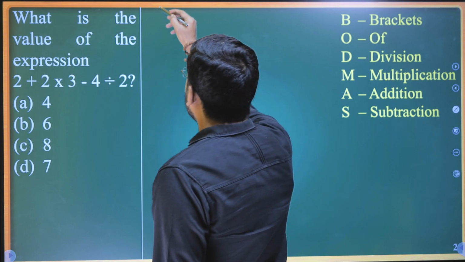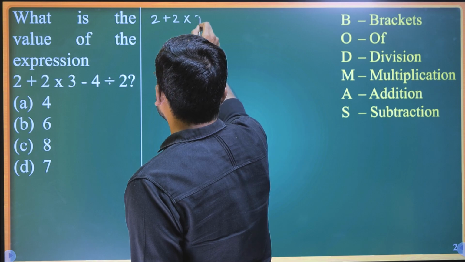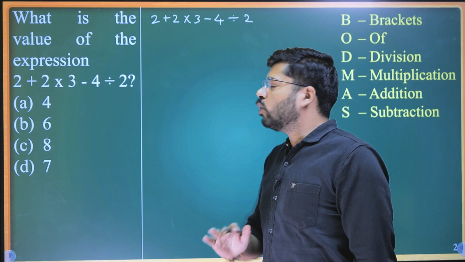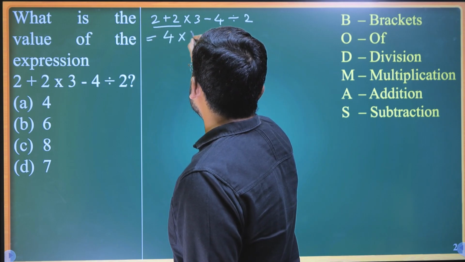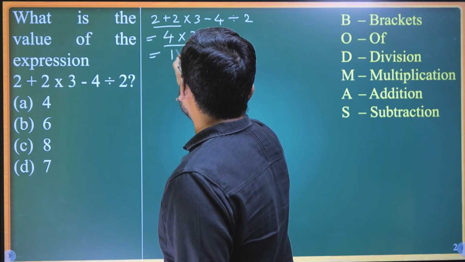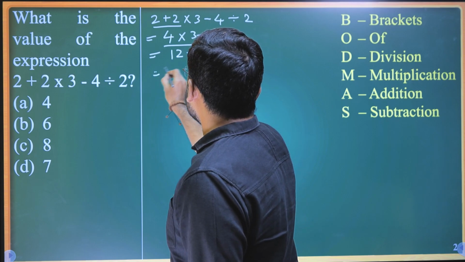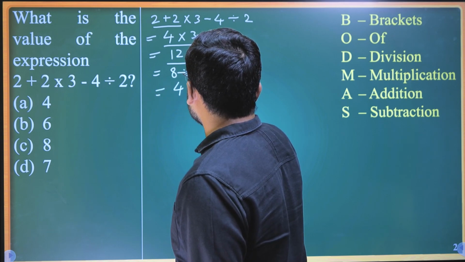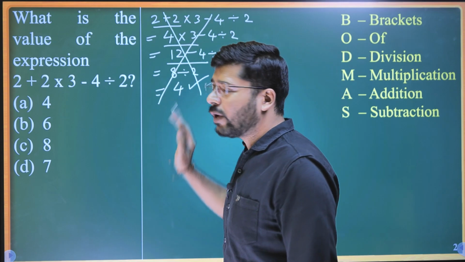Let's take a look. The expression given is 2 plus 2 into 3 minus 4 divided by 2. So how do we solve this? Would it be 2 plus 2 is 4, into 3 minus 4 divided by 2? Then 4 into 3, that would be 12. 12 minus 4 divided by 2. 12 minus 4 is 8. 8 divided by 2, so you get 4. Is this how you solve it? No. This is not how we solve it.